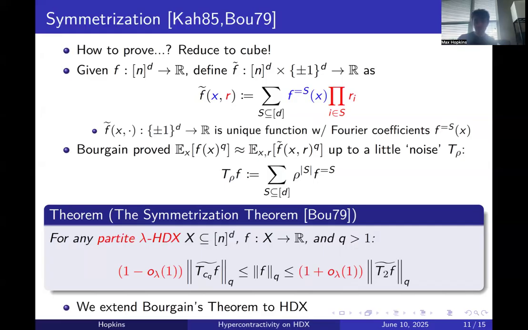Our main result is an extension of Bourgain's theorem to general part-tight high-dimensional expanders. In particular, a product is a zero HDX. It's a perfect expander. So this theorem strictly generalizes Bourgain's result. It says for any part-tight lambda HDX, the symmetrization theorem holds with the 1 minus little o of one term and 1 plus little o of one term on the sandwiching sides. And there's some dependence on dimension here, such that you need to take lambda to be something like inverse exponential in dimension, which is why you get this 2 to the d cubed type result.